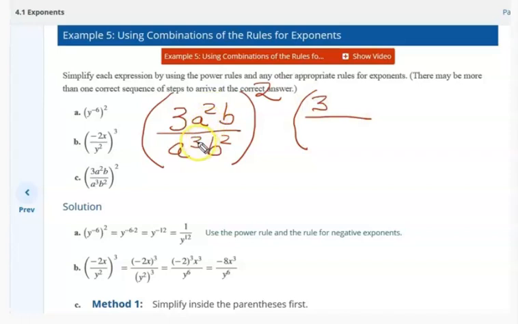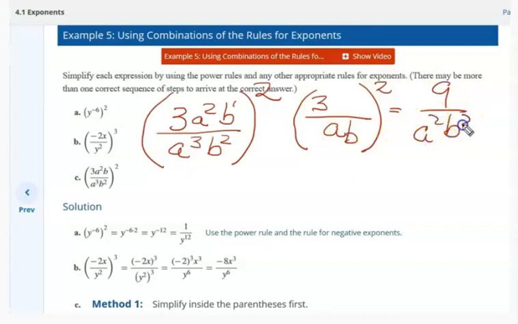Here, 2 is going to be subtracted from the 3, so you're left with an a on the bottom. Here, this b to the 1st can be subtracted from that, so you end up with a b. So this is what you're left with here. So much easier. 3 squared is 9, and then this is going to be a squared, b squared.